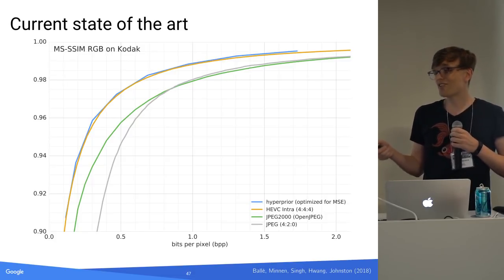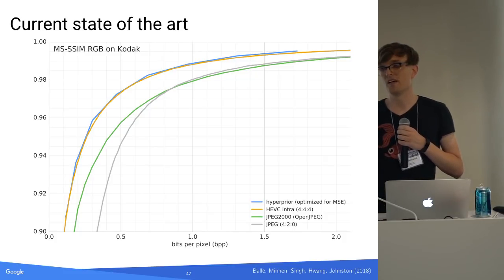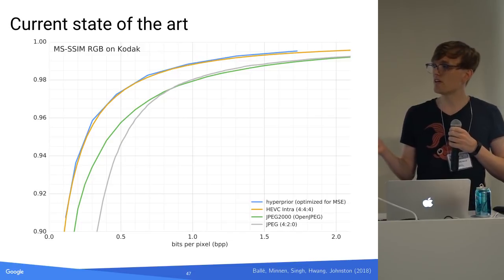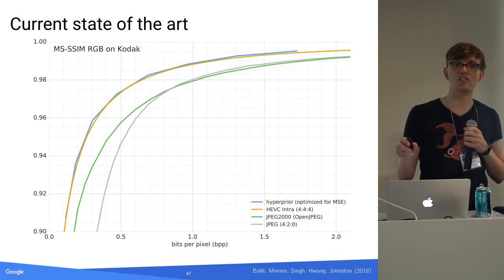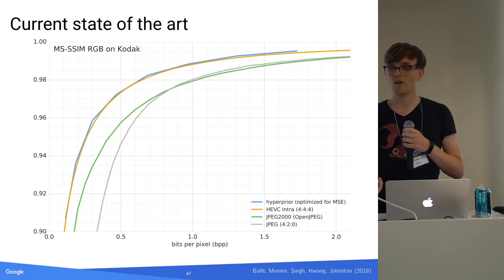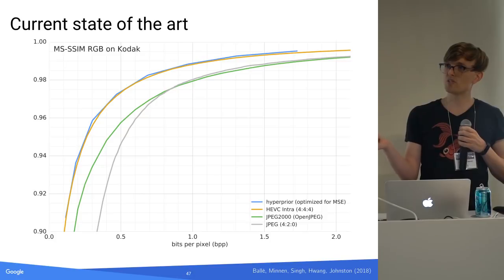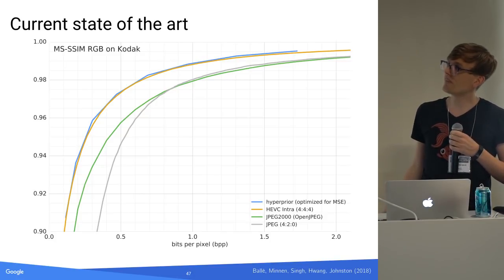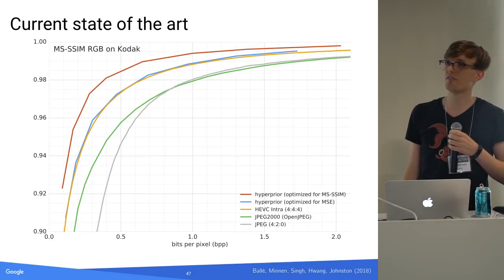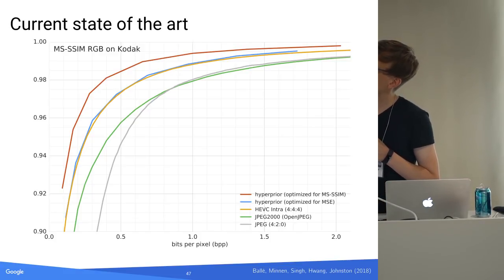But that also leads to another interesting observation, because we can actually take the model and optimize it directly for MS-SSIM. And that's not very hard, because all we have to do is take the loss function and replace the mean squared error part with an MS-SSIM part. So we keep the model exactly the same. All we do is switch out the loss function. And that gets us up here. As far as I know, that's the best result that anyone has ever gotten in terms of MS-SSIM on this data set.